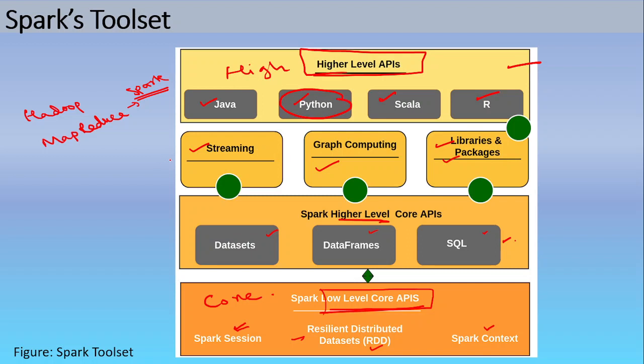And when it comes to packages, we have discussed what we mean by streaming. If you have a non-relational database like NoSQL, where there is no relation between the tables, then we go for graph computing. Spark also supports different libraries and packages. Before going to datasets and data frames, we are going to discuss the low level APIs in detail. First, let us discuss what we mean by RDD, and then we'll proceed further.